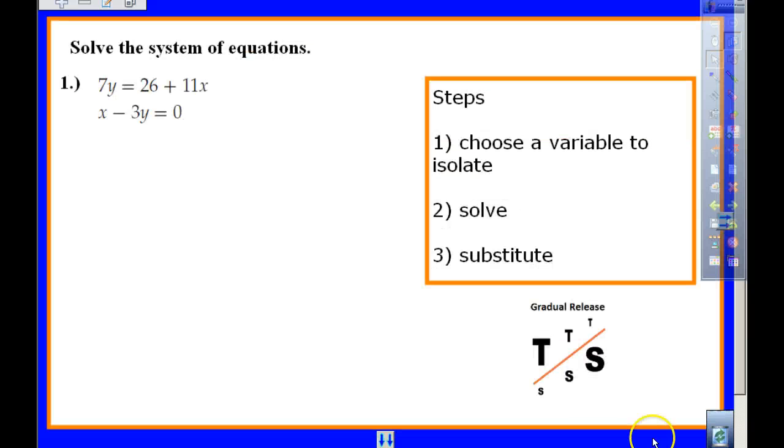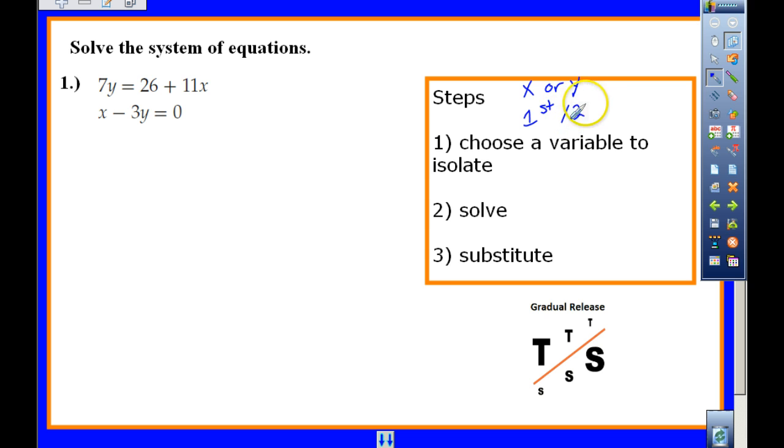Go over here, system of equations. Let's have you guys try this. So, choose a variable, step 1. Choose a variable. So x or y, you have 2 choices you have to make. First or second equation. So what variable are you solving for on what equation? That's what step 1 is.